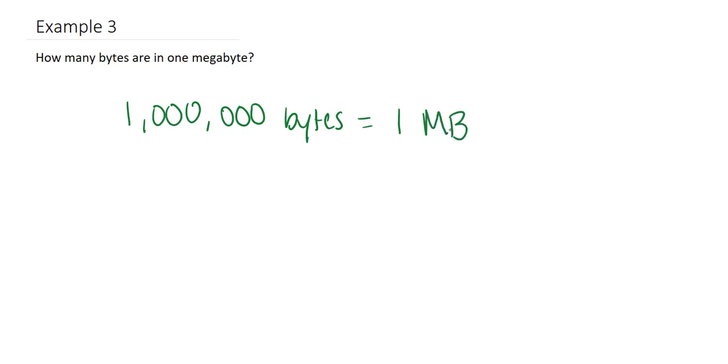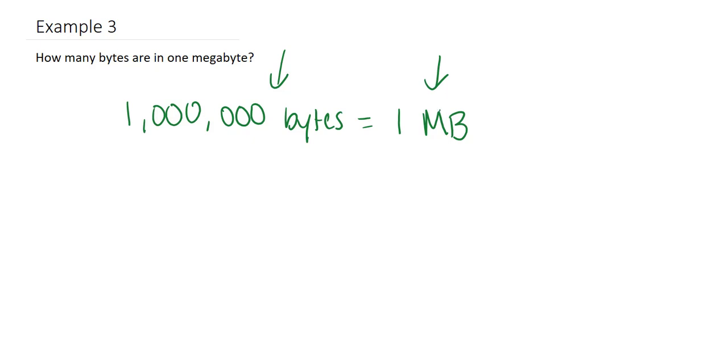You can see why we don't want to write 1,000,000 bytes; we could just write 1 MB. This is a lot easier to represent 1,000,000 bytes. It means the same thing, where we have 1,000,000 bytes, or we can have 1 megabyte. Mega stands for 1,000,000 here.